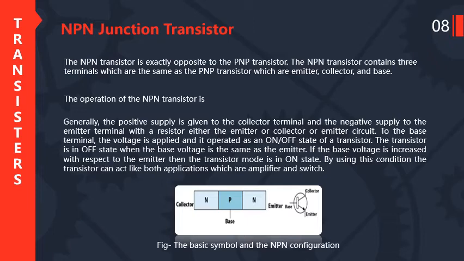To the base terminal, the voltage is applied and it operates the transistor in an on/off state. The transistor is in the off state when the base voltage is the same as the emitter voltage. If the base voltage is increased with respect to the emitter, then the transistor is in its on state. By using this condition, the transistor can act in both applications, which are amplifier and switch. This is the diagram for the NPN transistor.